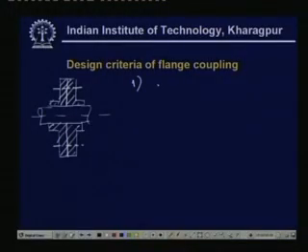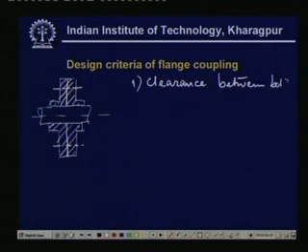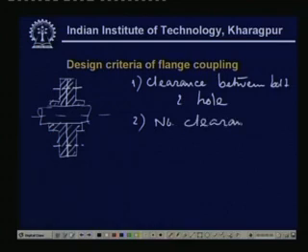There are two possibilities. First one is that there is clearance between bolt and hole, and the second is that there may be no clearance. So, depending upon that, the situations will change. Whenever we have clearance, we see the failure will be different than the case where there is no clearance. Let us see one by one.